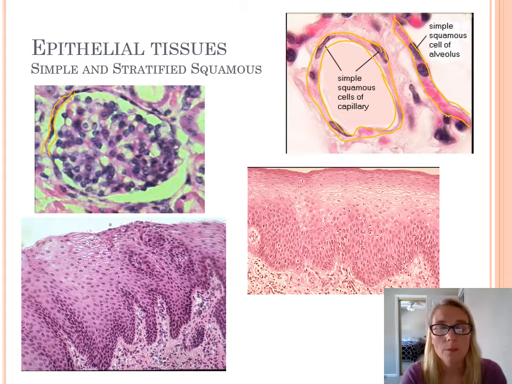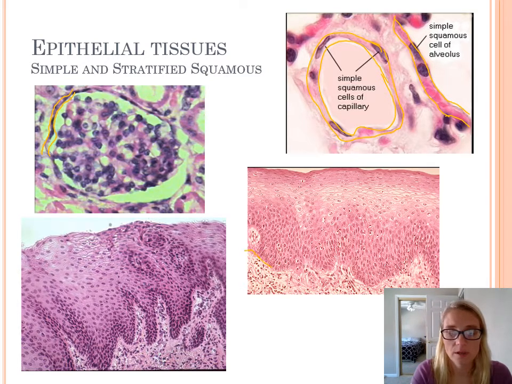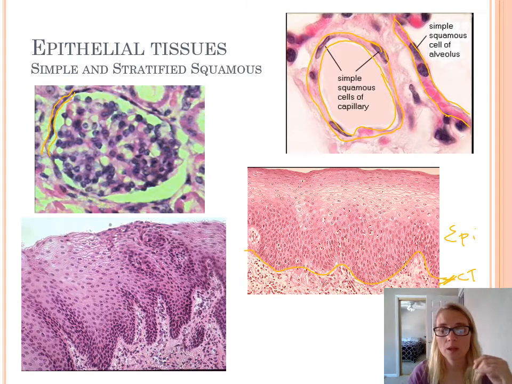Okay. The bottom 2 pictures are representing my stratified squamous. So here, this yellow line is going to be the attachment point. You might be able to see the difference between this tissue here, which is epithelial, and this tissue down here, which is connective, the lighter pink. So here's our surface, and there's a whole lot of layers, all the way from here to here, of flattened cells. So that's going to be our stratified squamous.